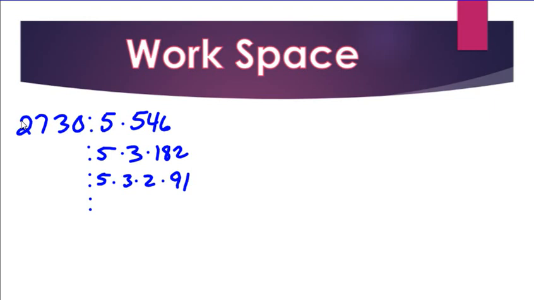And we can see if there's any other numbers that we could divide 91 into, and there is. So we have 5 times 3 times 2. We can divide that by 7. 91 divided by 7 is 13. I cannot break down 13 any further, so my answer would be 2 times 3 times 5 times 7 times 13.